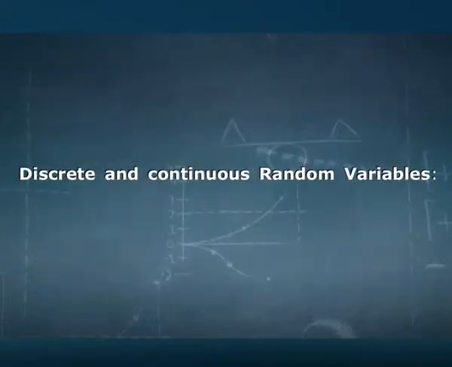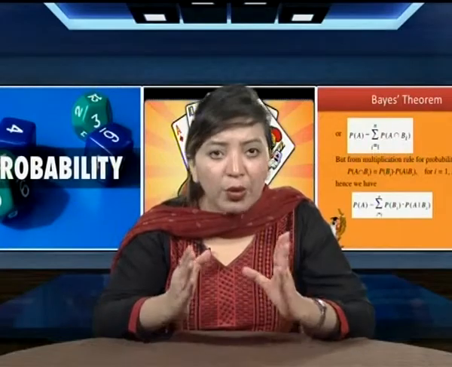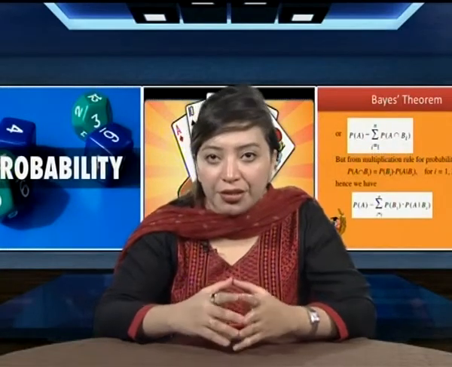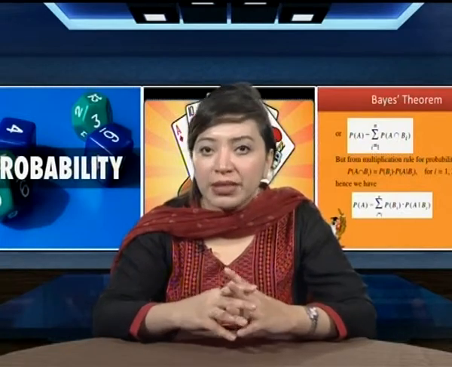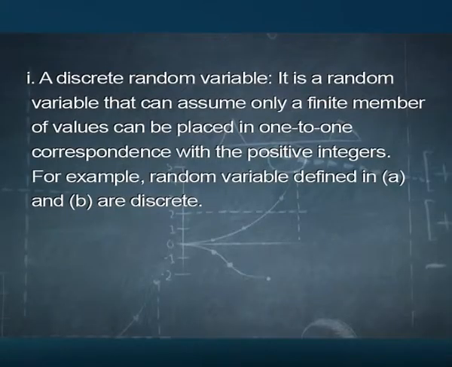So that brings us to the next topic, that is discrete and continuous random variables. We have two types of random variables, discrete and continuous. Let's see the first one, a discrete random variable. It is a random variable that can assume only a finite number of values, or can be placed in one-to-one correspondence with the positive integers. For example, random variables defined in parts A and B are discrete.